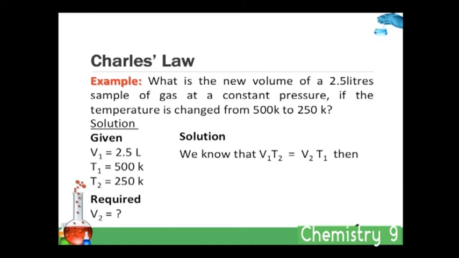We know that volume 1 times temperature 2 is equal to volume 2 times temperature 1. So volume 2 equals volume 1 times temperature 2 divided by temperature 1. So volume 2 is 1.25 liters.